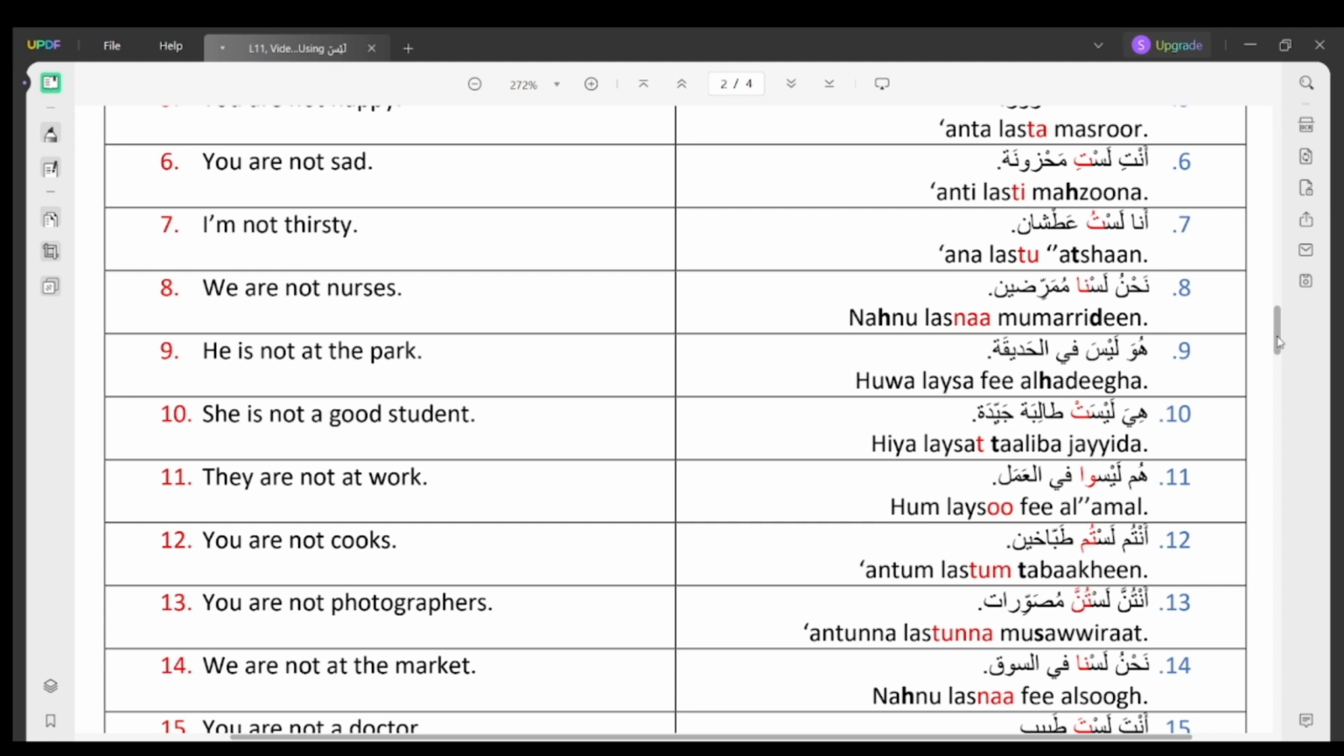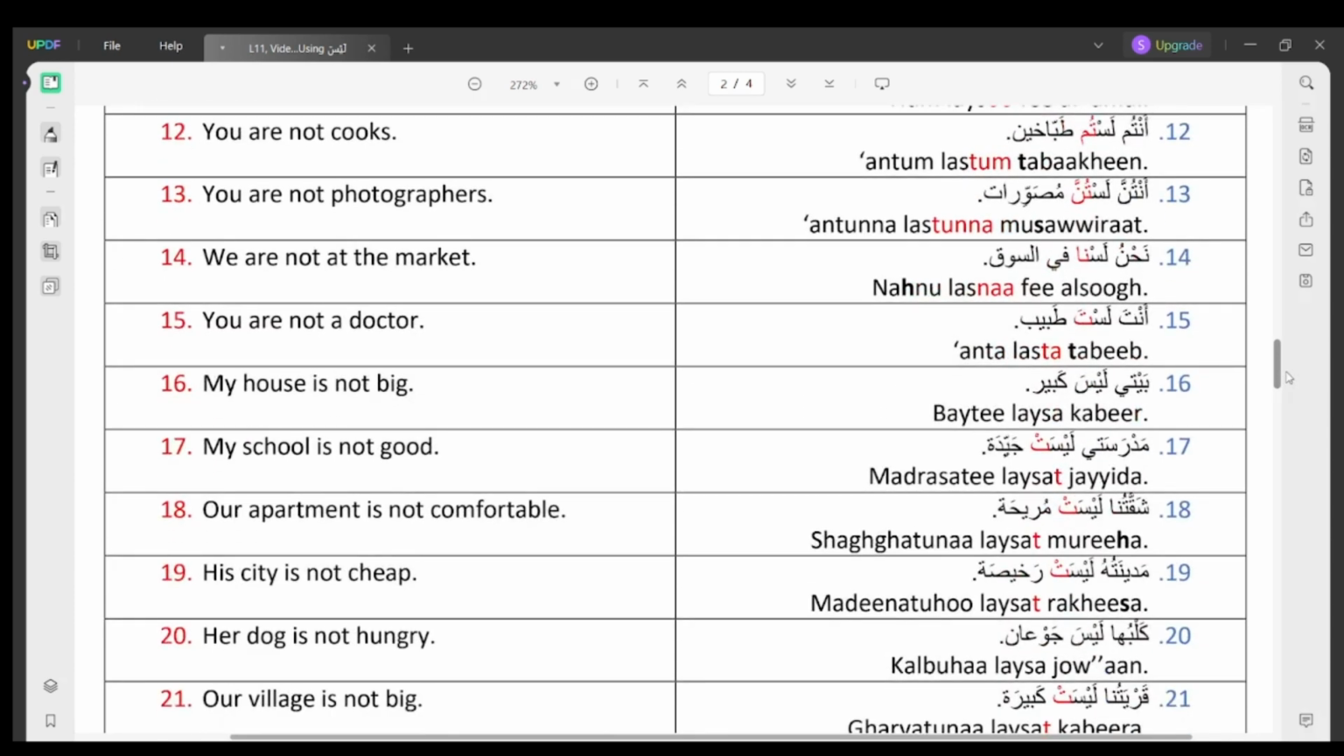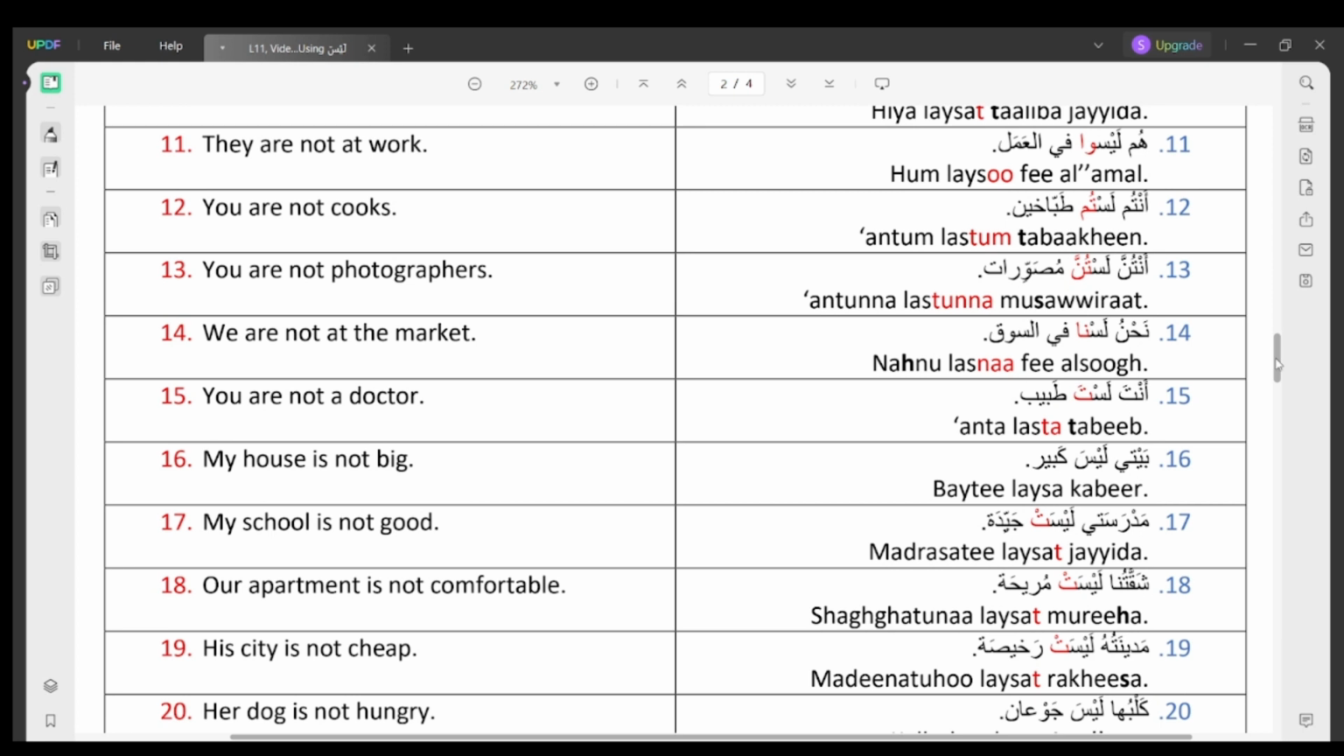Number 9, he is not at the park. هو ليس في الحديقة. Number 10, she is not a good student. هي ليست طالبة جيدة. Number 11, they are not at work. هم ليسوا في العمل. Number 12, you are not cooks. أنتم لستم طباخين. Number 13, you are not photographers. أنتن لستن مصورات.